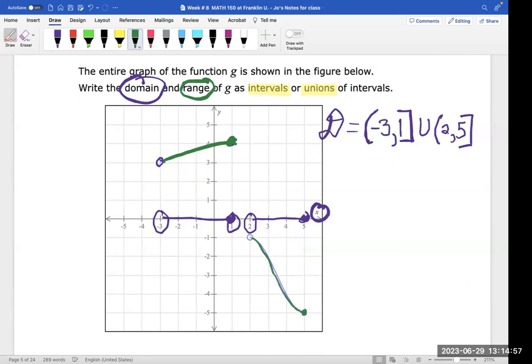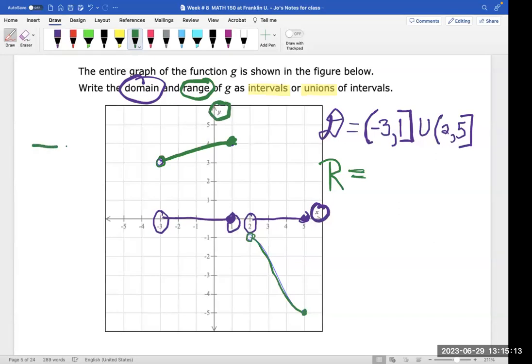If I were to have, sorry, my dog is sneezing. All right, so now for the range. Sorry about that.